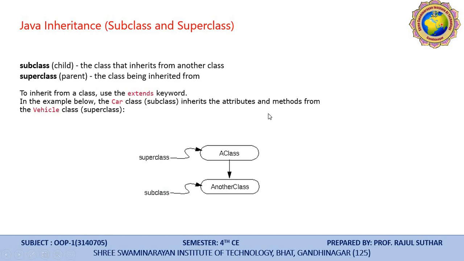Java inheritance. What do you mean by inheritance? It covers the properties of a superclass that pass into the subclass. So it is called the subclass and superclass relationship. The subclass is called the child class: the class that inherits from another class. And what do you mean by superclass? That is called the parent class: the class being inherited from is called the superclass.